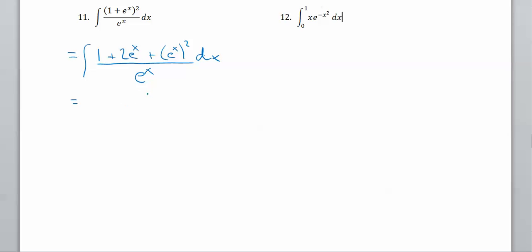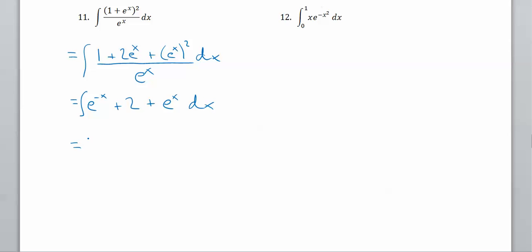And now we can split this up into 3 fractions, right? 1 over e to the x is also known as e to the negative x. 2e to the x over e to the x, the e to the x cancels, we just get 2. And then e to the x squared over e to the x, we can cancel one of those e to the x's, and we have an e to the x left in the numerator. And so we need to take the integral of that.